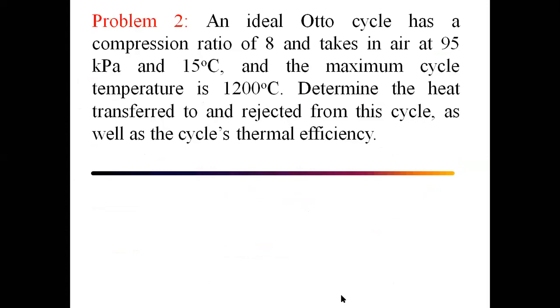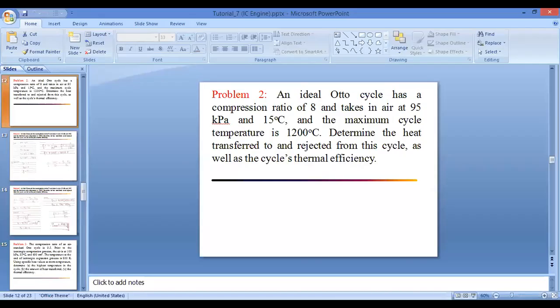Let us understand the second numerical. An ideal Otto cycle has a compression ratio of 8 and takes in air at 95 kilopascal and 15 degrees centigrade. And the maximum cycle temperature is 1200 degrees centigrade. Determine the heat transferred to the cycle and rejected from the cycle, as well as the cycle's thermal efficiency.